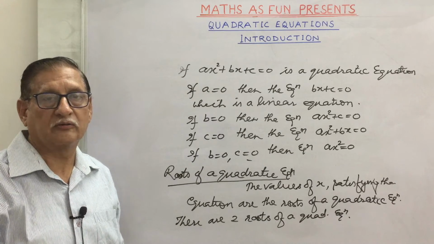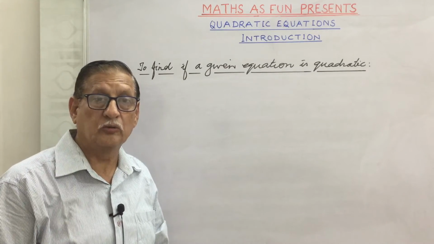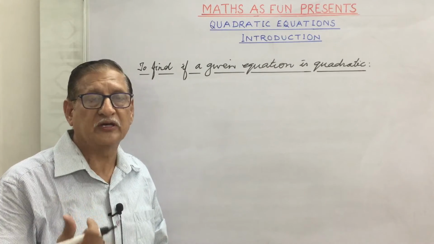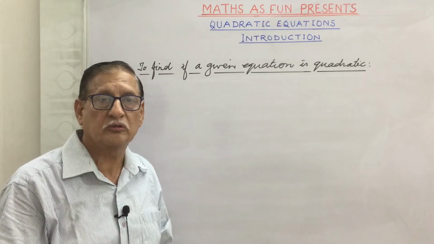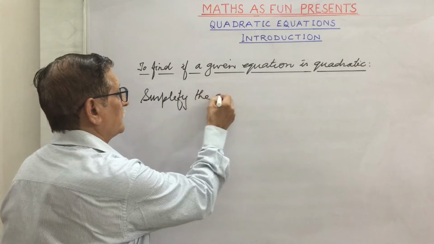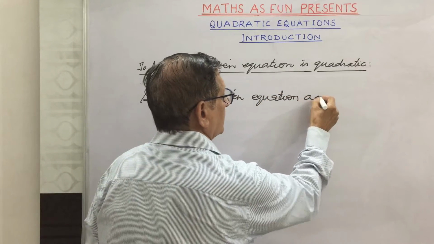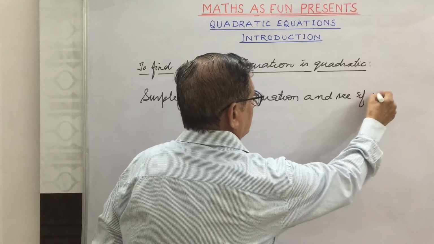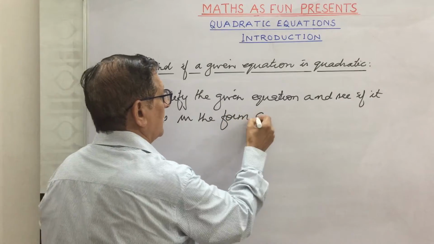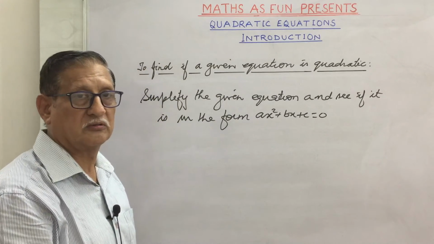of every quadratic equation. Now, how to find whether a given equation is quadratic or not? What we do, we will simplify the given equation and see if it is in the form ax² + bx + c = 0 or not.